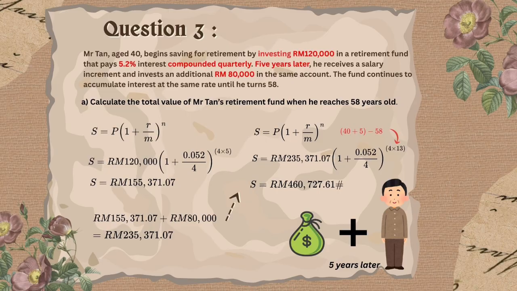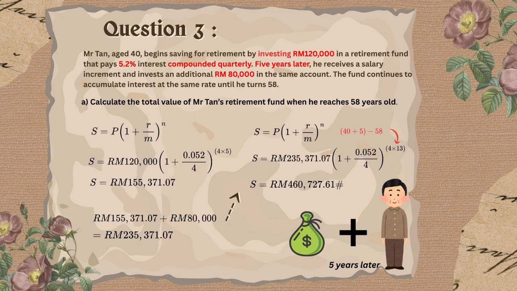From this question, we use formula compound interest S equal P open bracket 1 plus R divided by M close bracket power N by knowing the keyword invest and compounded quarterly. Then substitute the value from the information given into the formula P equal 120,000, R 0.052, M 4 because interest is compounded quarterly, N is 4 multiply number of year which is 5. After that, from the answer we got, we add the additional 18,000 ringgit and got the answer 235,371 ringgit 07 cent.